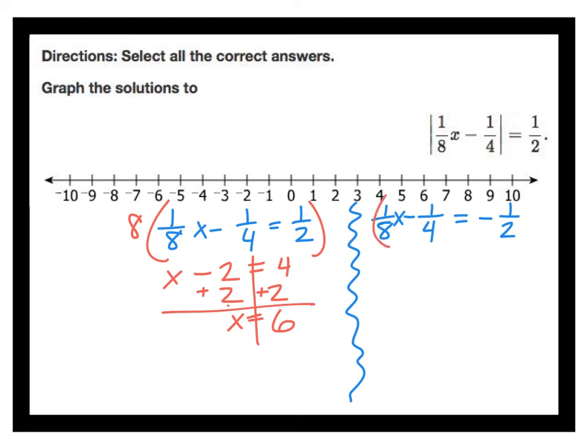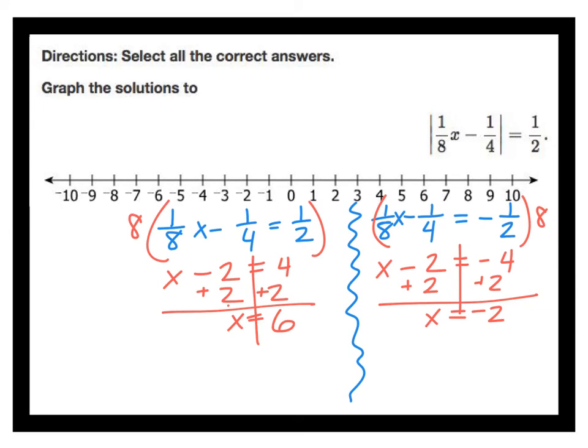Over here, same thing, going to multiply by 8. 8 times an eighth, that's 1. Minus 8 times a fourth, that's 2. Equals negative 1/2 times 8, that's negative 4. Same thing, add 2 to each side. And we get x equals negative 2.